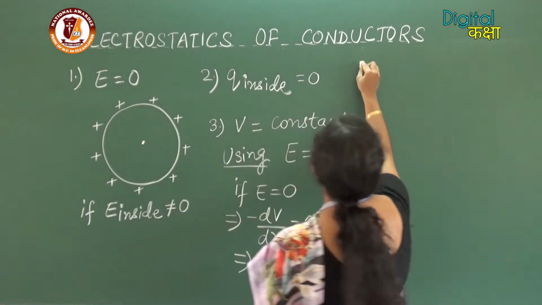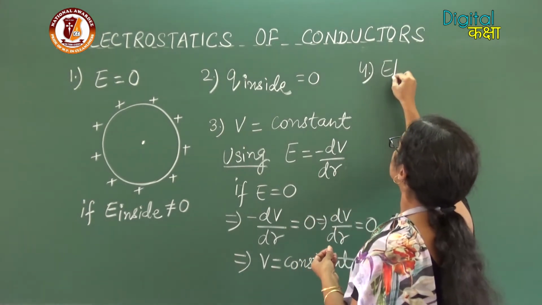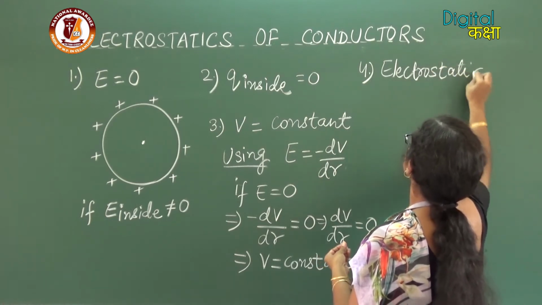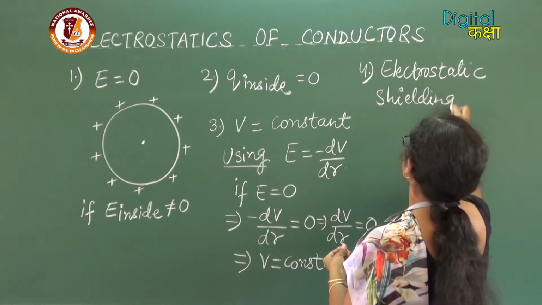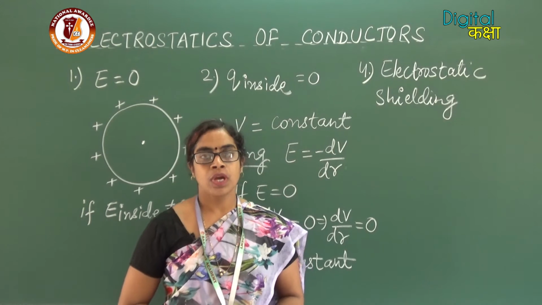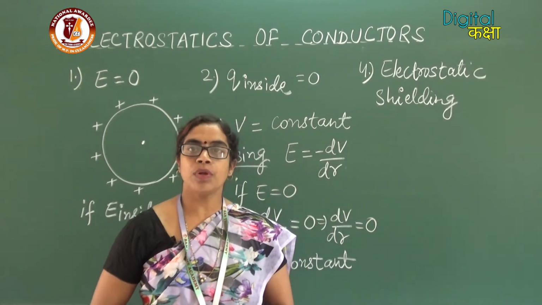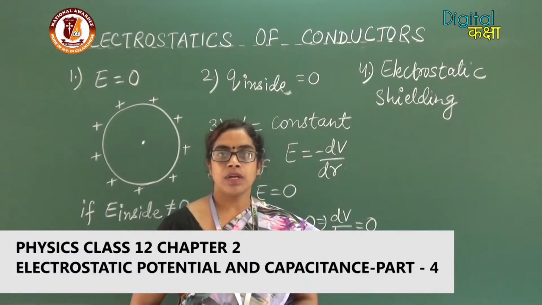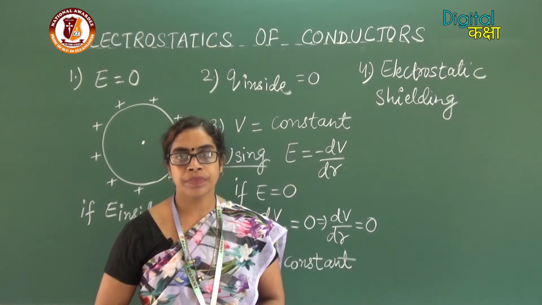Coming to the next property, which is called electrostatic shielding. The meaning of the word shielding is protection. So, electrostatic shielding is the phenomenon of protecting any region from the presence of electric field.